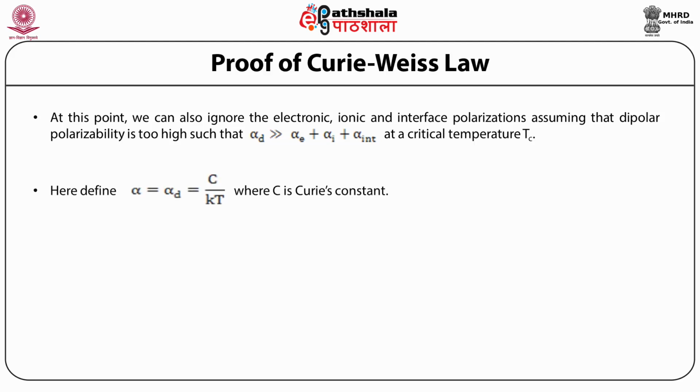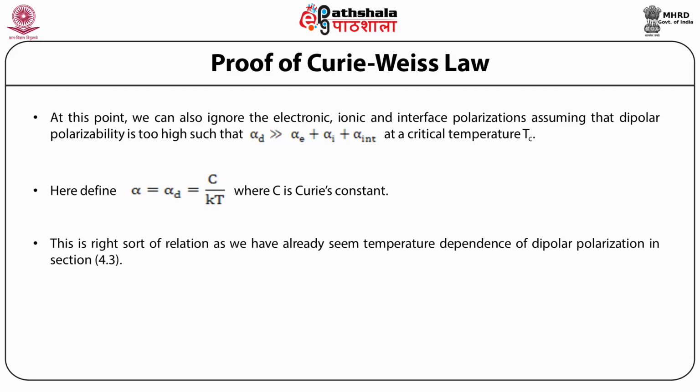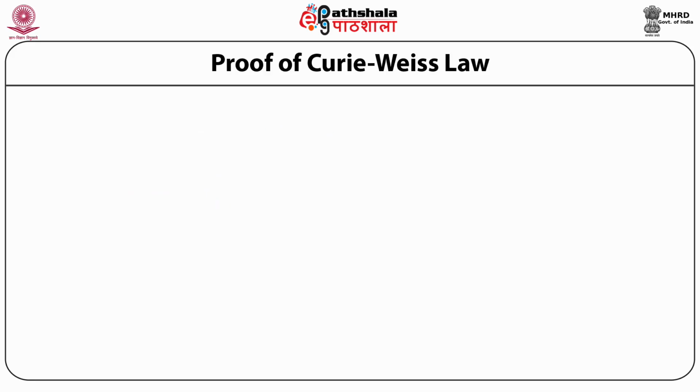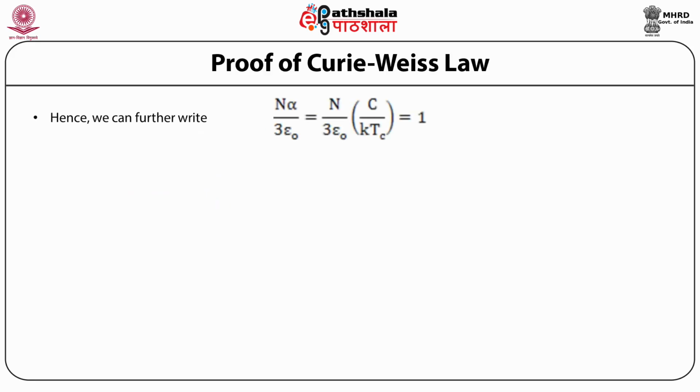Here, alpha is alpha D, which is equal to C by kT, where C is the Curie constant. And this is the right sort of relation, as we have already seen the temperature dependence of dipolar polarization in the previous sections. Further, we can write that n alpha upon 3 epsilon naught is equal to n upon 3 epsilon naught into C by kT is equal to 1. So, Tc is equal to Nc upon 3k epsilon naught.